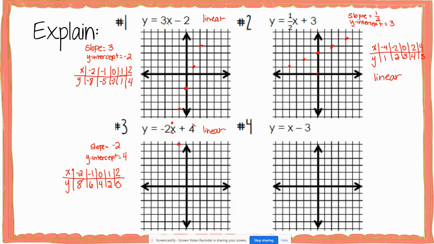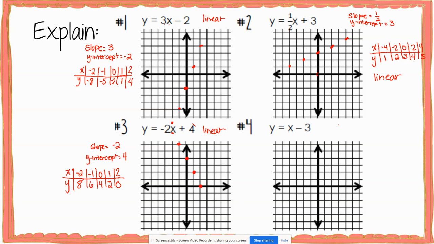When x is 0, y is 4. So I would not move left or right since x is 0, but I would move up 4 since y is positive 4. When x is 1, y is 2. So right 1 and then up 2. When x is 2, y is 0. So I would move right 2, but then I would not move up or down since y is 0. And you notice that again, if I were to connect these points, I would have a straight line. So we know that this is a linear equation.